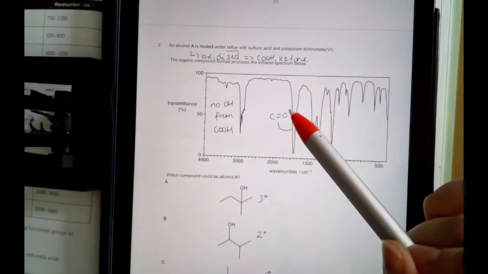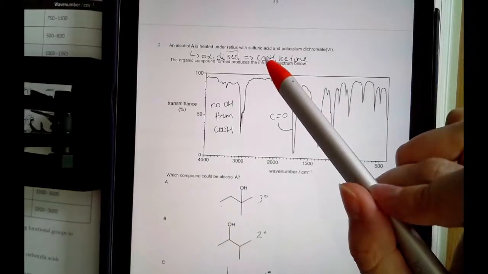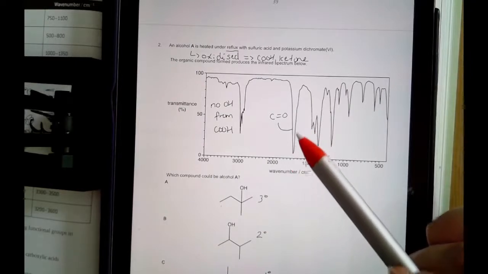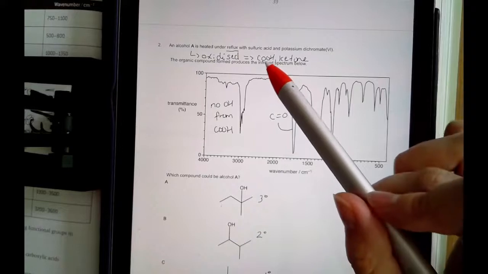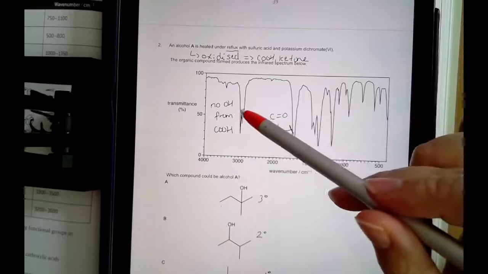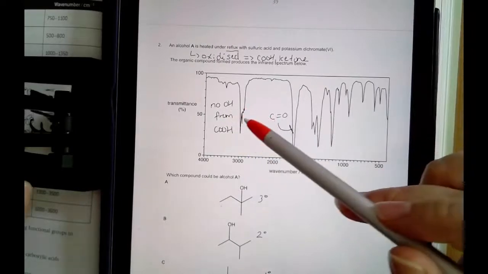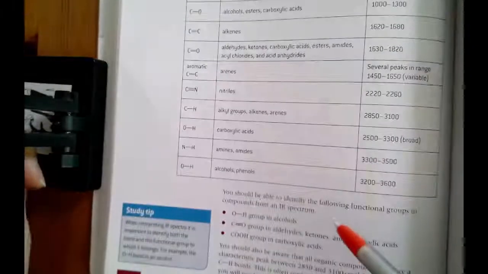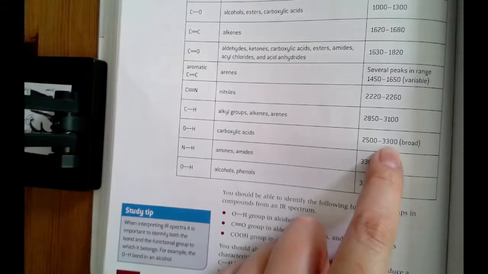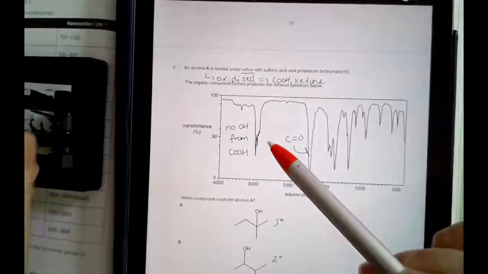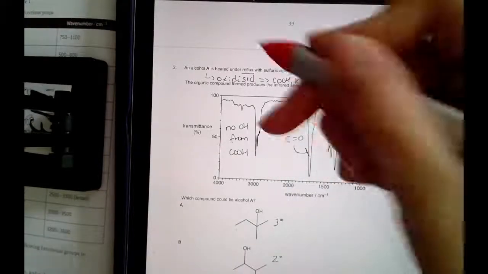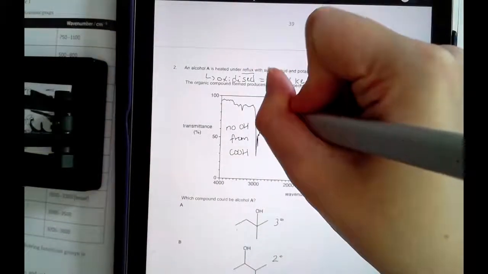So if I analyze the spectrum, I should be able to see if it's a ketone or a carboxylic acid. So I have my peak here at around about 1700 to represent my carbonyl group. That will be present in the carboxylic acid and in the ketone, so it doesn't tell me much. But then I come up here and I see that I don't have the OH from the carboxylic acid. If you had a carboxylic acid, you would get a broad peak between 2500 and 3300, and we do not have that broad peak from 2500 to 3300. The peak that is there is just from the CH bonds that you get in every organic molecule.